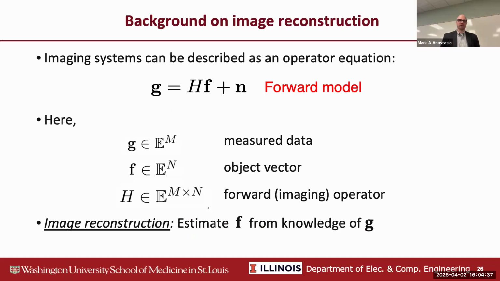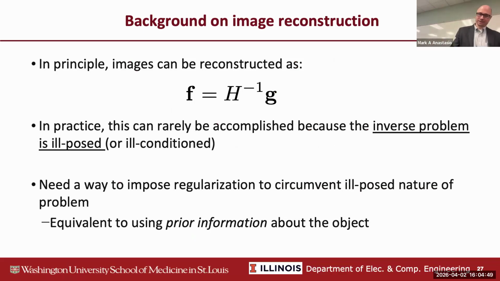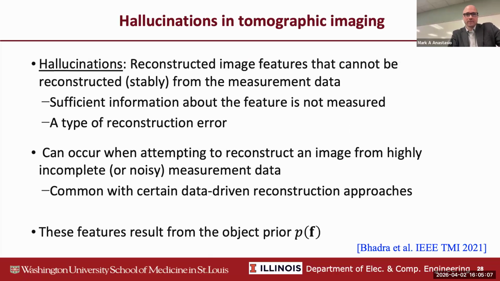Okay, so I'm going to assume in this talk that we have a linear model that describes our imaging system. So we have a linear forward model, g equals Hf plus n. g is our measurement data, f is the object property we want to estimate, and H is our forward operator. And we all know that in the problems we care about, we can't just directly invert H. The problems we care about are ill-posed. We need a way to circumvent that, and the natural way is to learn some a priori information or to constrain the problem in some way to mitigate its ill-posed nature.